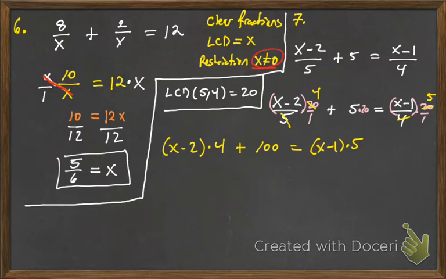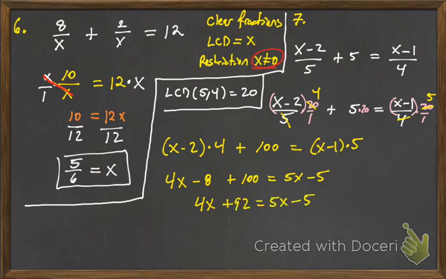So now what we need to do is the distributive property on both the left and the right-hand sides, collect your like terms, and then figure out which side you want to get the x's onto. So distribute the 4 through, and distribute the 5 through. Collect your like terms, so negative 8 and 100 will make 92.